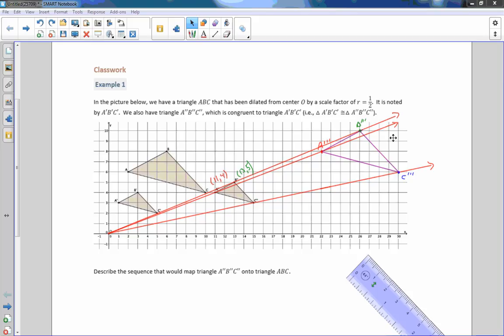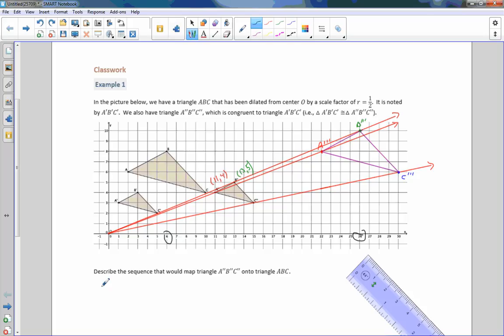Okay, so now that I have this triangle here, how do I get it over here? Well, I don't need to rotate it because it is just a translation. I don't need to reflect it. It's not flipped over. So I just have to determine how many spaces I need to count over and down to get to where I need to end up. So if I start at B triple prime, I have to go left. Actually, that's all I have to do is look at my x value. I'm going from 26 down to 6. So that is a decrease of 20 on the x-axis.